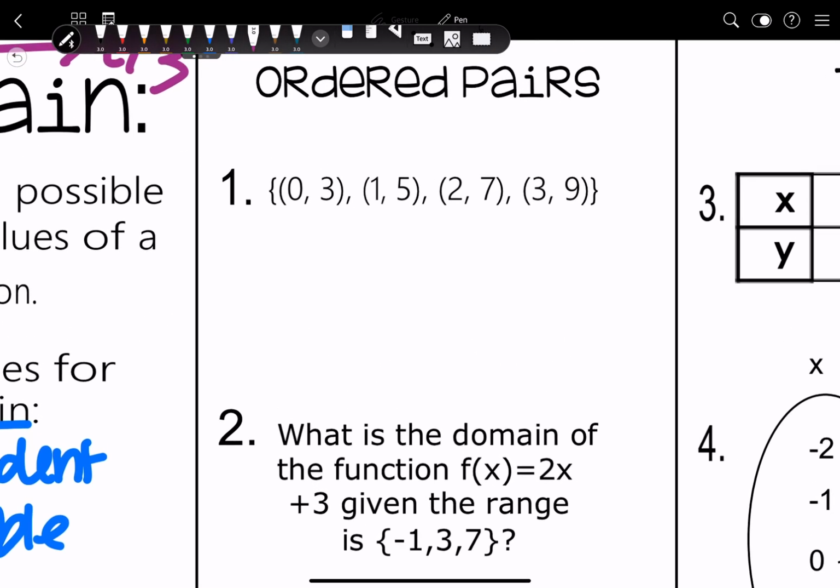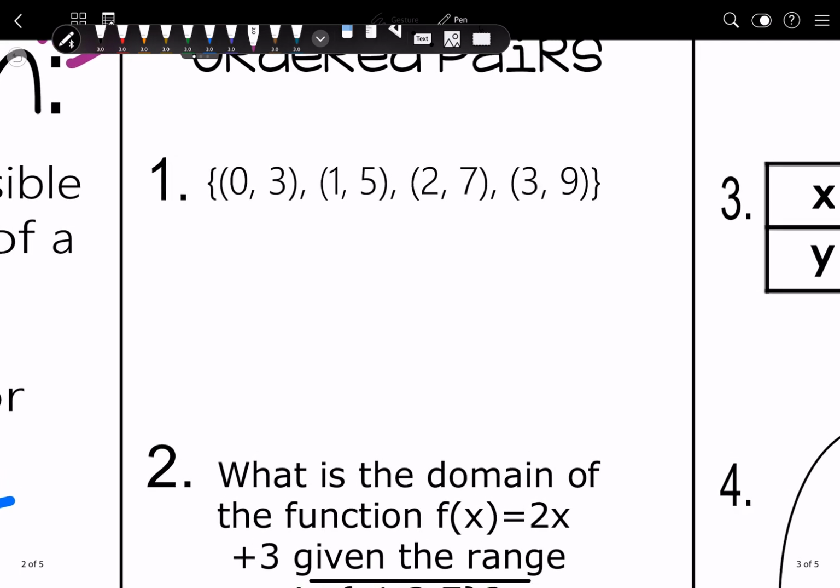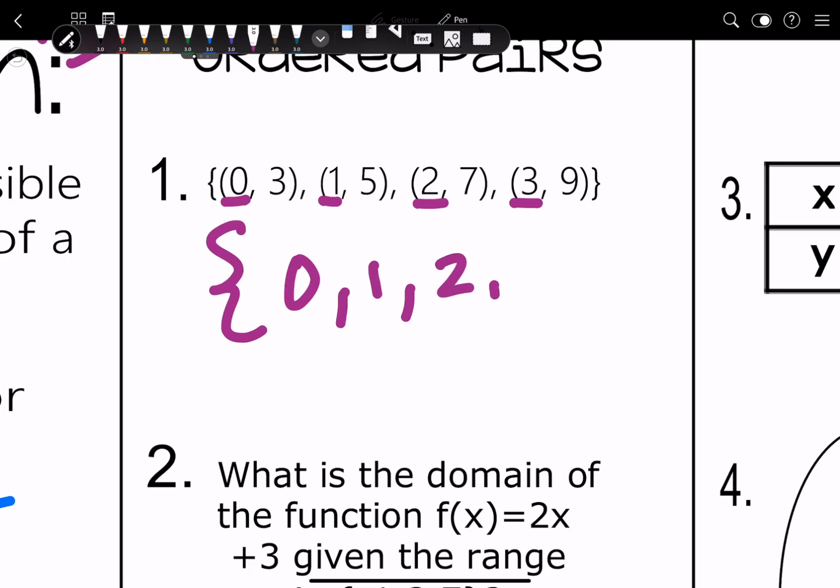So let's look at it if we just have ordered pairs. What I like to do, if I've got a lot of ordered pairs like these, is underline my x values here. And then I look, okay, I've got a 0, 1, 2, 3, no repetition. Awesome. And it's in least to greatest order. Heck yeah. So I'm going to do my curly bracket: 0, 1, 2, 3. And guess what? This right here, that's your domain. You're done.